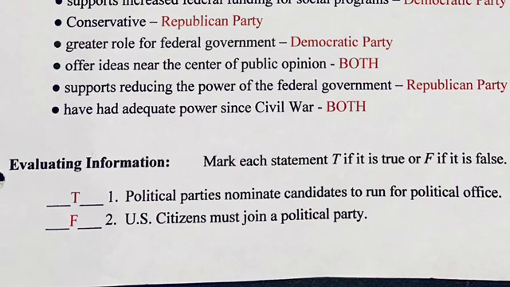Moving to the true-false section of our worksheet, number 1 at the bottom on the true-false says political parties nominate candidates to run for political office. That's true. We said the whole point of a political party is it gives the people a voice in government after we've elected officials. And what the political parties want to do is elect officials who are like them. So political parties are groups that come together to elect people to office who believe the same thing as them. Number 1 is true.